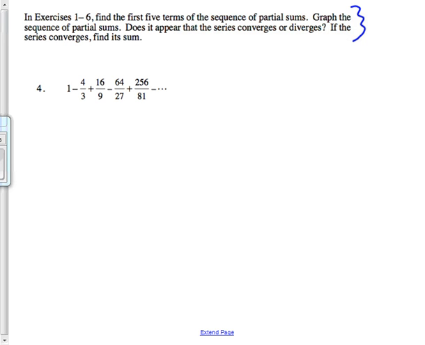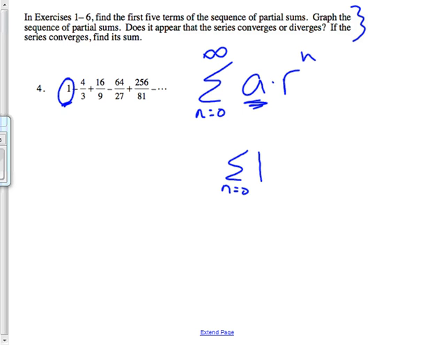What we can notice is that my starting value is 1. If we think about a geometric series, my starting value is a. So we've got a 1, so a is going to be 1. Now I'm making an assumption this is geometric. It is, but we'll show why. And then we have -4/3, 16/9, -64/27.